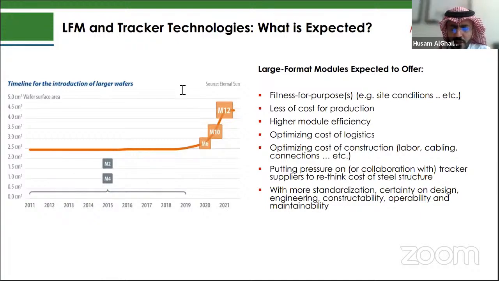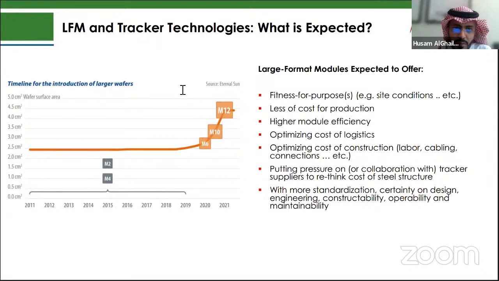Now, another consideration would be the cost of construction. With larger modules, hopefully the number of labels would be less, cabling would be less, connections would be less. But that, I think, will need to be coupled with the other point, which is making sure that this notion of large modules means heavier modules, and that means more collaboration, more cooperation between module suppliers and tracker suppliers to rethink the cost of steel structure.